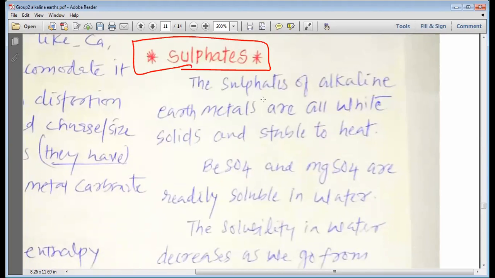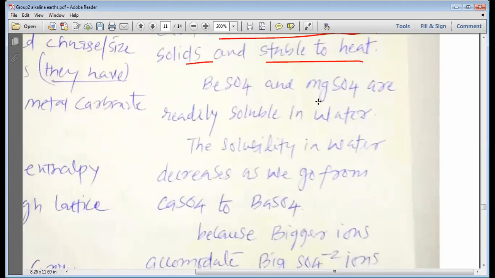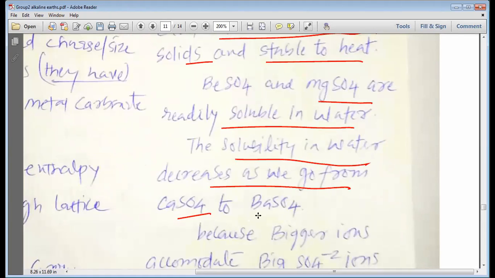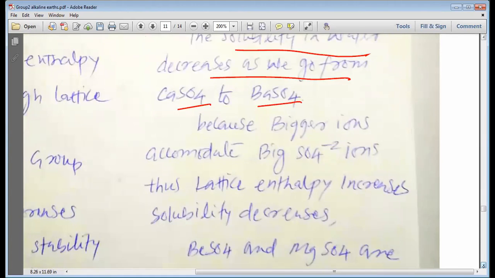Now, my dear students, we want to study about the sulfates of group 2 elements. The sulfates of alkaline earth metals are all white solids and stable to heat. BeSO4 and MgSO4 are readily soluble in water. The solubility in water decreases as we go from calcium sulfate to barium sulfate.